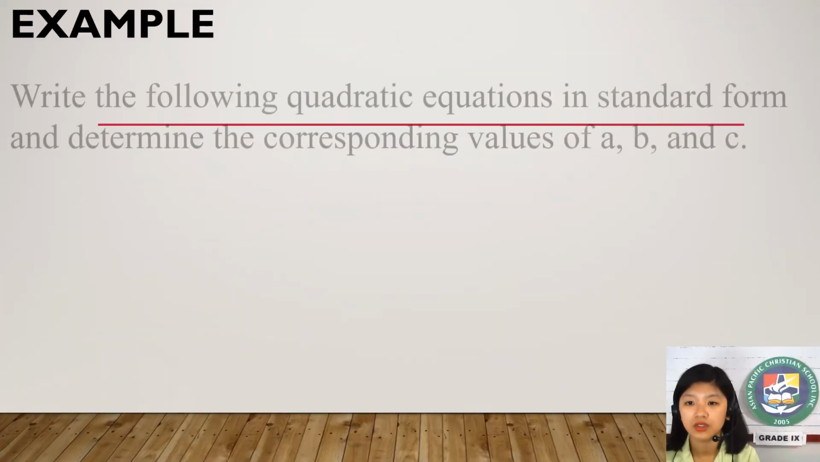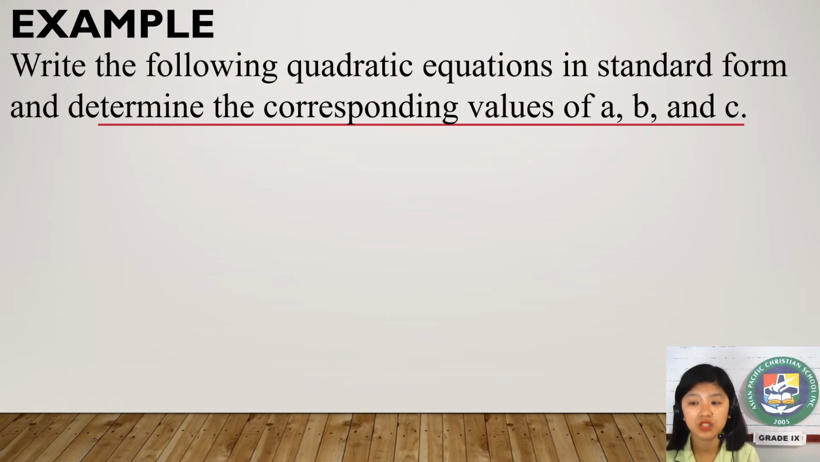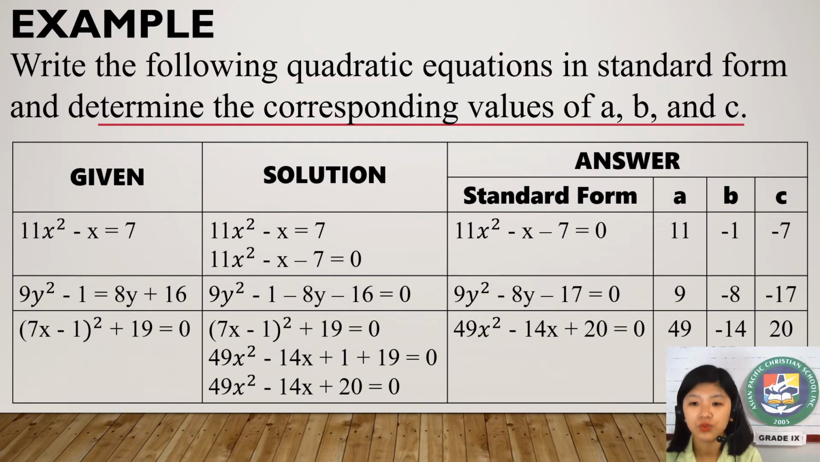Next, we have to write the following quadratic equations in standard form and determine the corresponding values of a, b, and c. So, tandaan nyo yung ating standard quadratic equation, which is ax squared plus bx plus c is equal to 0. So, dito, we have the first given, 11x squared minus x equals 7.